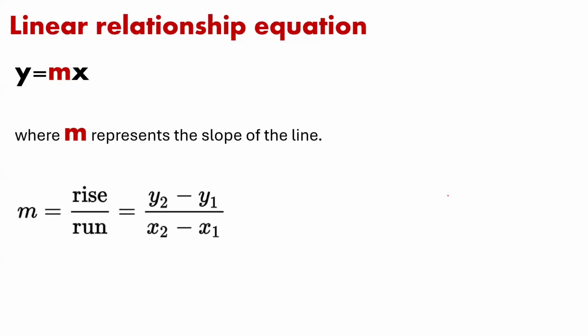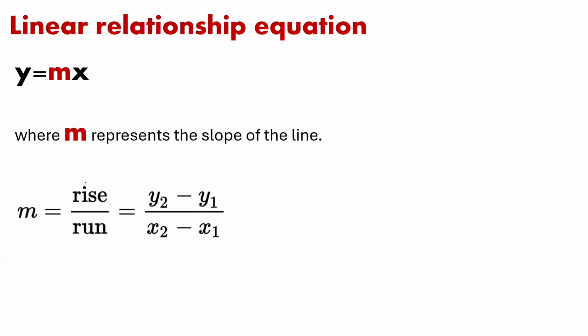In this video, you are going to learn how to write a linear relationship equation to describe the relationship shown on a graph. The linear relationship equation is y equals mx, where m represents the slope of the line. So in order for you to write this equation, first you must find the slope.